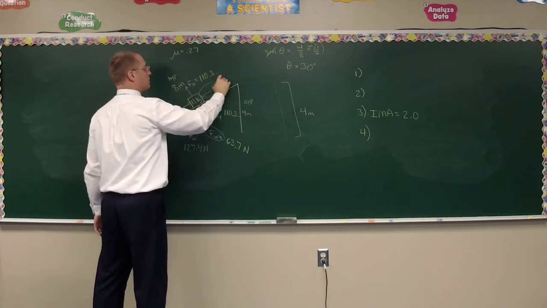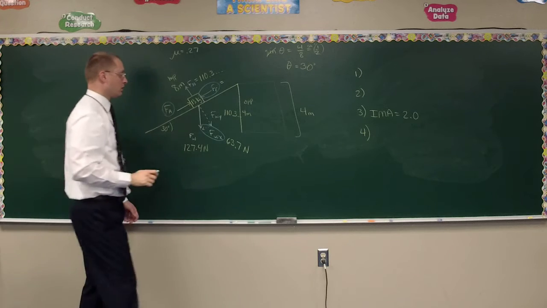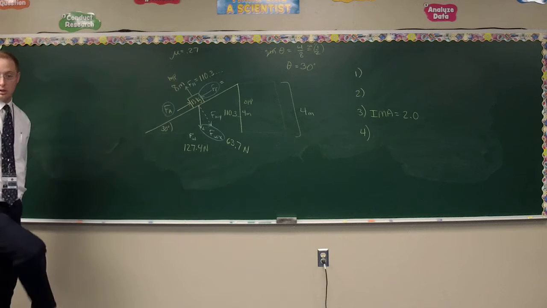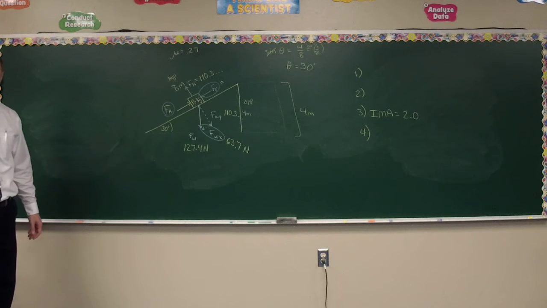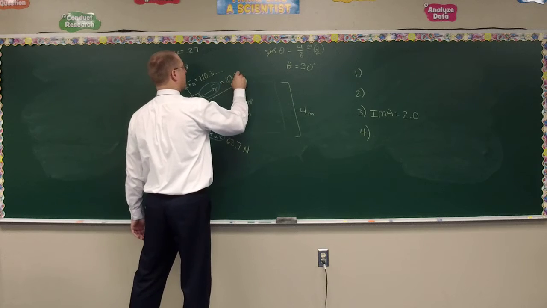And I'll multiply that by 0.27 to get the friction force. Just get the 110.3, blah, blah, blah. Multiply by 0.27. 29.78, blah, blah, blah.